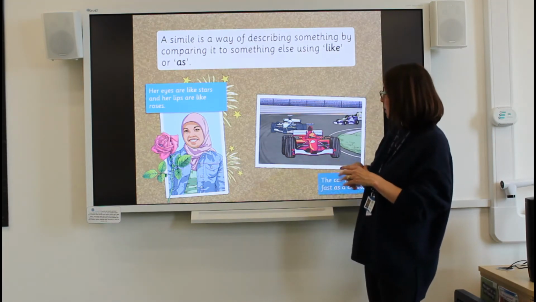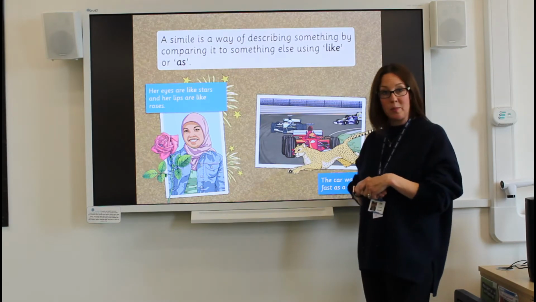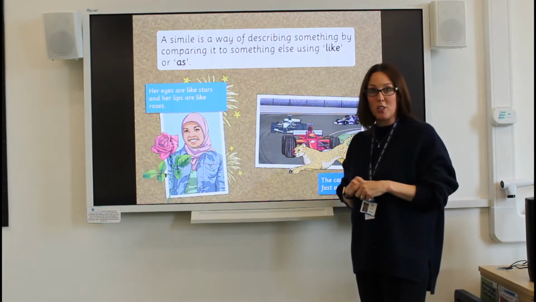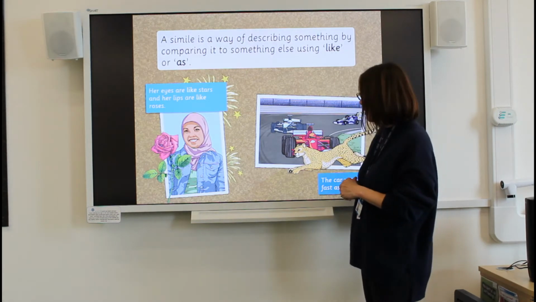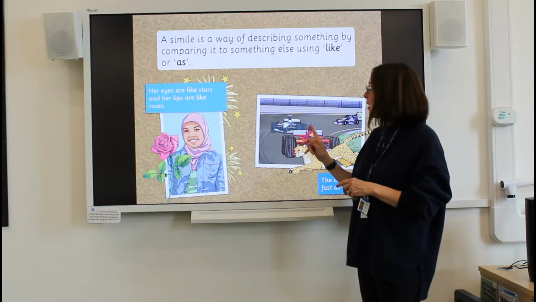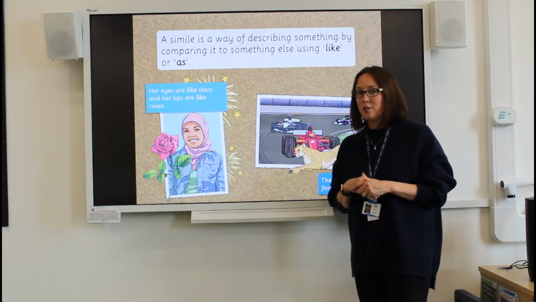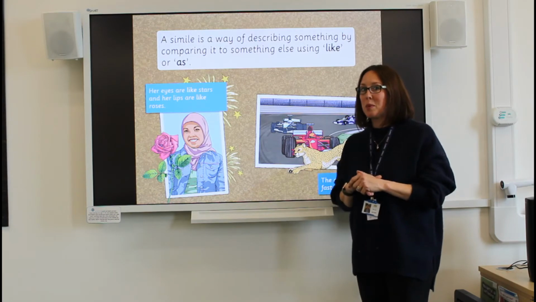Let's have a look at this one. The car was as fast as a cheetah. Okay, we know how fast cheetahs run, don't we? Some of the fastest land animals. So by comparing the car to the cheetah, we are saying that that car is the fastest car on the track. There is no other car that is faster. It's a good comparison to make.